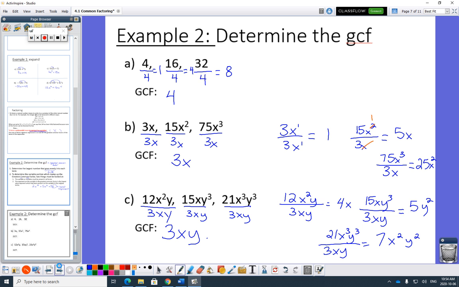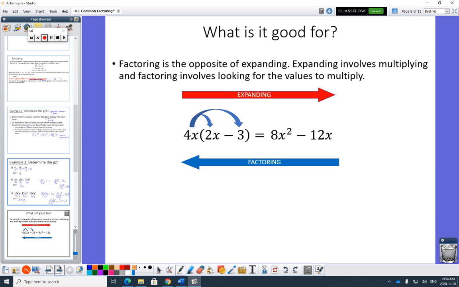Okay? So normally, there are questions that say, what is the greatest common factor? But normally, the question is going to ask you to factor. So they'll give you an equation like this, and you have to rewrite it as a product. So we did expanding or FOIL yesterday. Today we're going to factor.